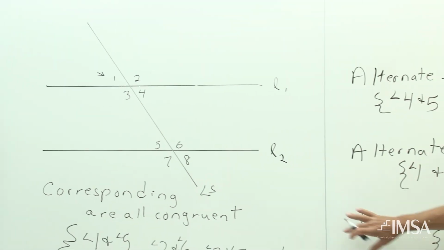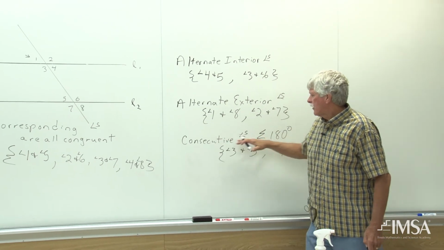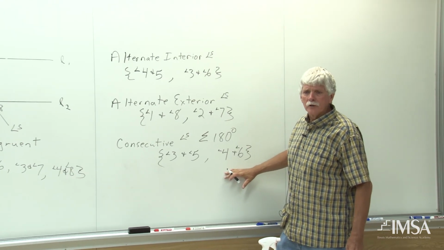The thing to remember is that corresponding angles, alternate interiors and alternate exteriors are congruent. Consecutive angles have a sum of 180 degrees.